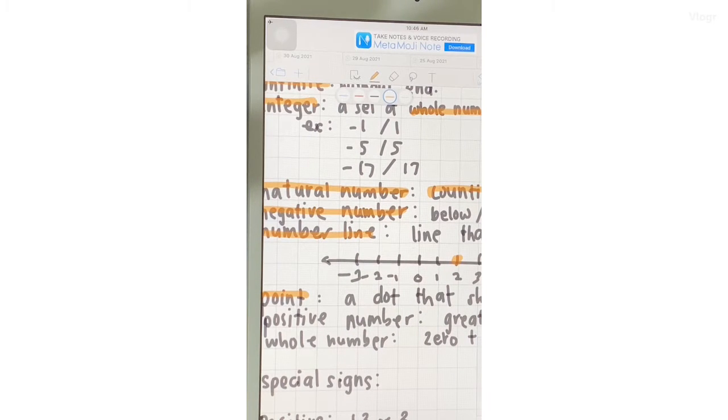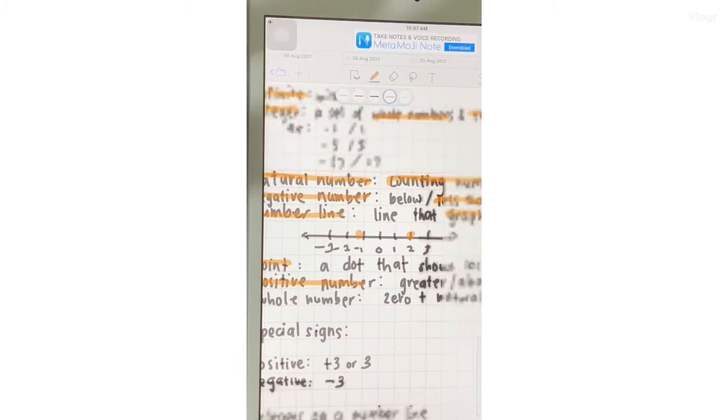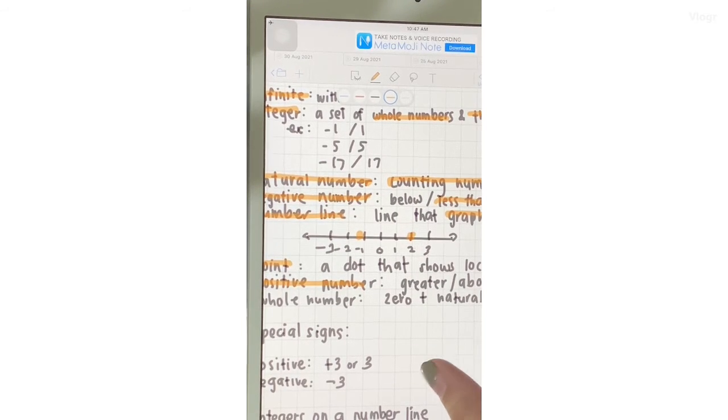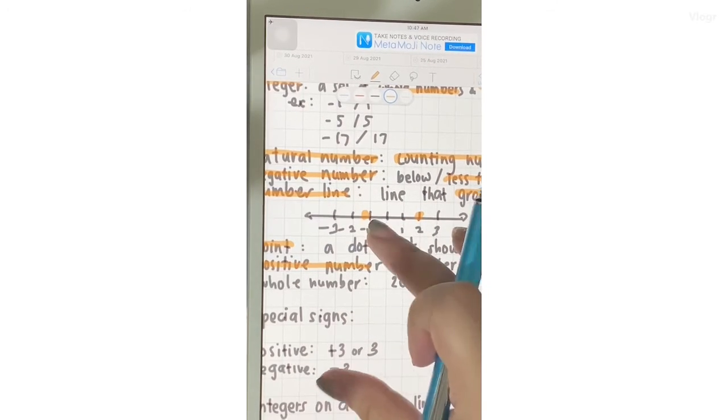If I say, okay, where is the location of -1? Then you put a point on the -1, and that's it. You've already located -1. Next one is a positive number. If you have a negative number that means less than 0, you also have a positive number that means above 0 or greater than 0.